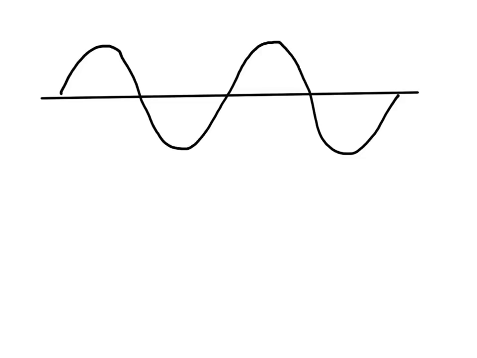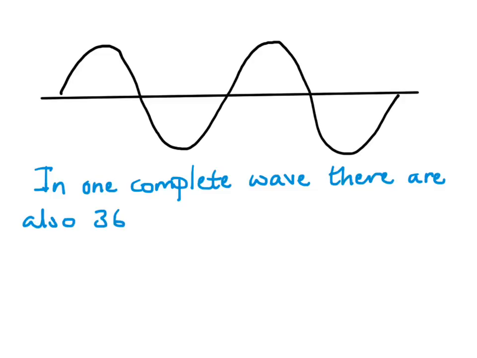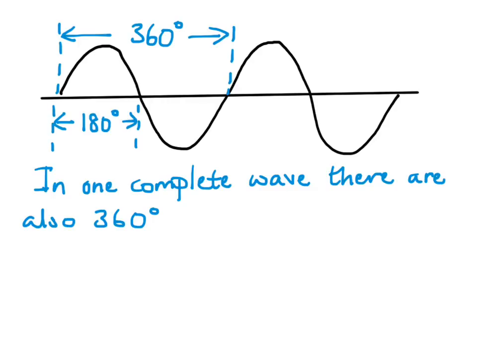So with a wave, we've got repeating motion again, but instead of a complete circle, we think about a complete wave, a complete cycle. So we say that this has got 360 degrees in it as well. So in half the cycle, we have 180 degrees. In a quarter cycle, we've got 90, just the same as a circle.